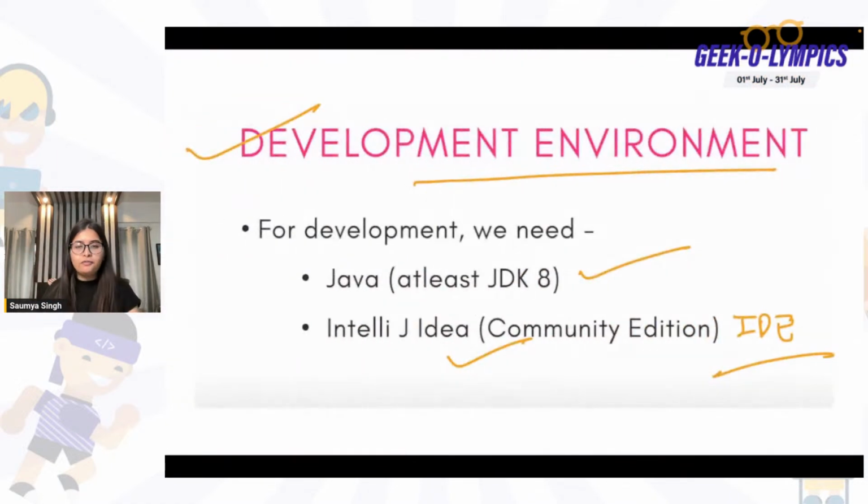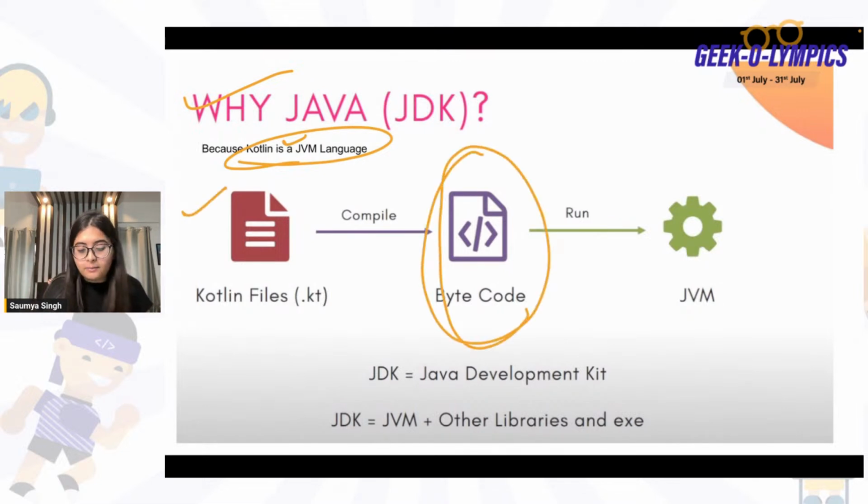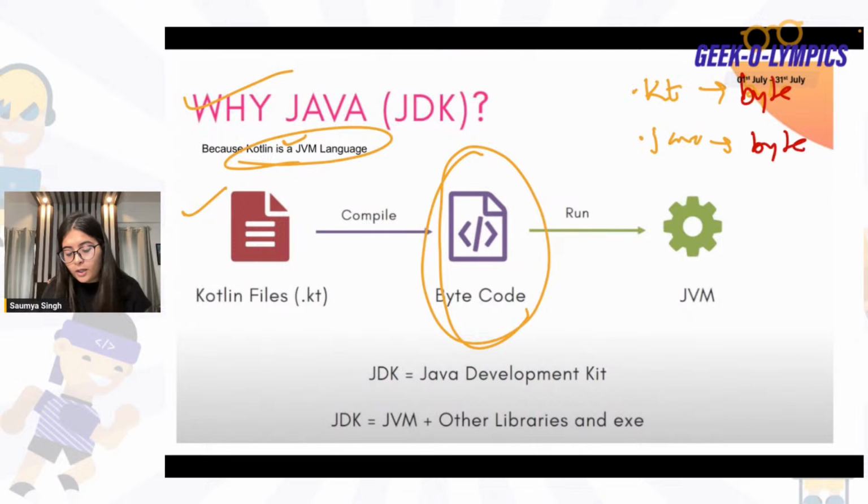You would be thinking, if we are going to write code in Kotlin, then why am I saying I have to install Java? That is because Kotlin is a JVM language. Now you would be thinking, what exactly is a JVM language? JVM is short for Java Virtual Machine, and any language which can be compiled into bytecode. Like if I write something in .kt or maybe .java, if I compile both of these, they are converted into bytecode. And any programming language which after compilation we can get as bytecode is a JVM language.